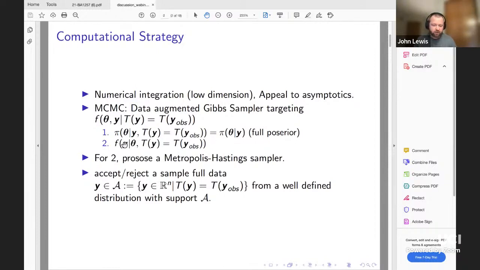And then the part that takes a little bit to work out is sampling from y, conditional on theta as well as the observed summary statistic. Because you're conditioning on y having the same summary statistic, this takes some work to work out. What we propose is a Metropolis Hastings sampler where we accept or reject a full sample of y that actually satisfies the summary statistic. So y is an element of script A, or think of this as a manifold of all the sets of y that actually satisfy the observed summary statistic. And we're going to sample from a well-defined distribution with support A. Over the next couple of slides, I'll discuss how we work that out.